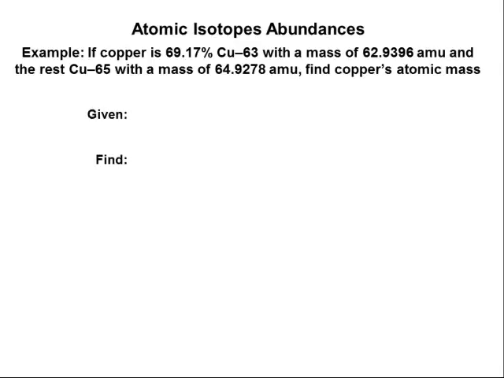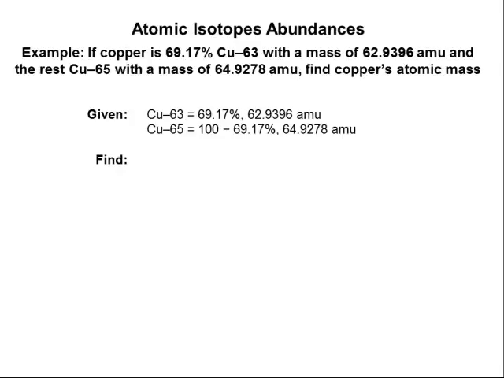All right, so we need to look at what we're given. We're given that copper-63 is 69.17%, and we're given its atomic mass in AMUs. And we know that the rest of it is copper-65. Well, how are we going to calculate its abundance? We'd take 100 minus 69.17%, and we know its atomic mass. So what are we trying to find? We're trying to find the average atomic mass in AMUs.